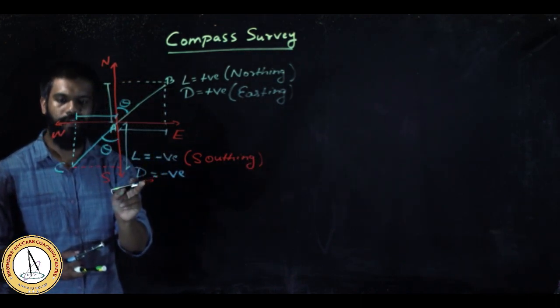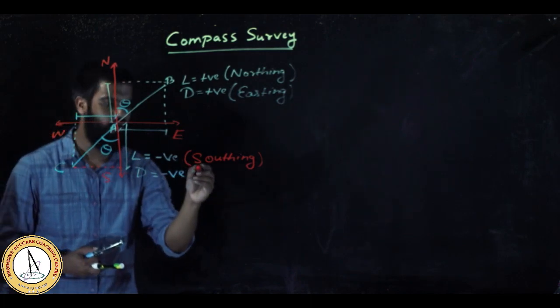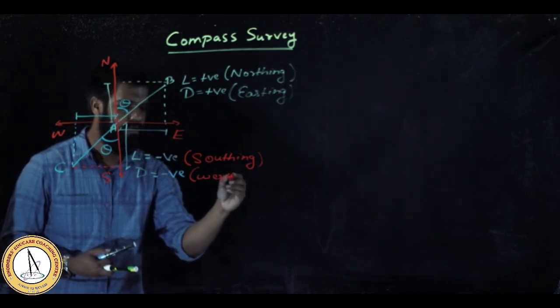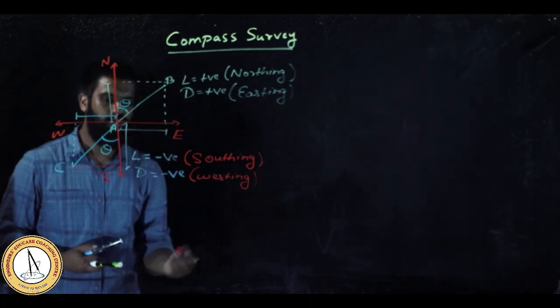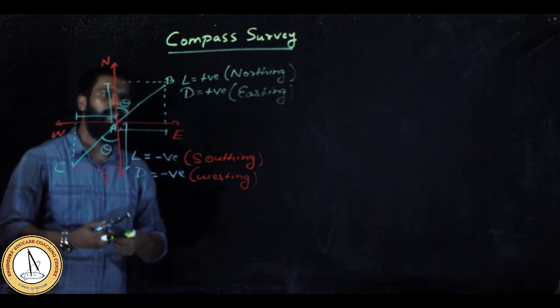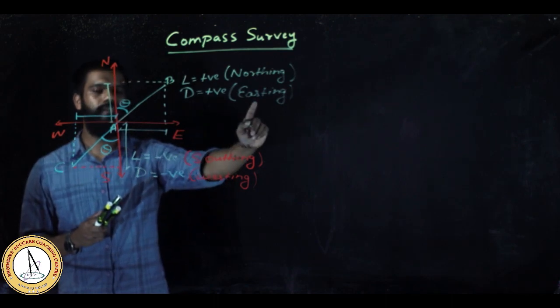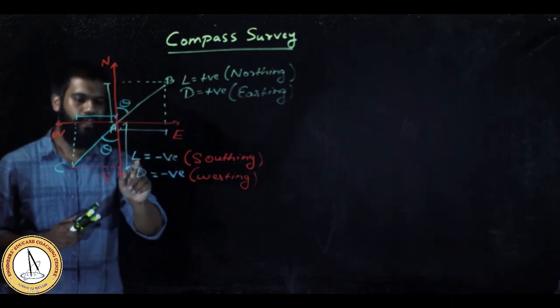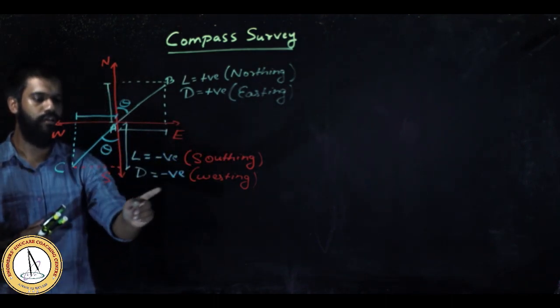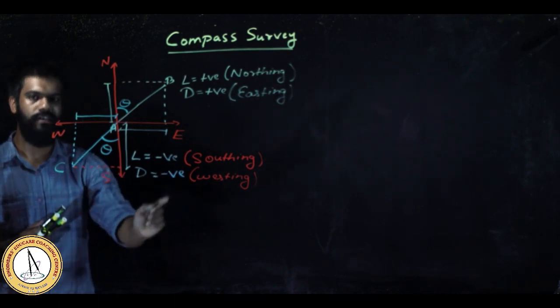And what will be our departure? Since it is on the west side, we will call it the westing. So you can easily see, latitude in this case we can call northing, departure in this case we can call easting, latitude in this case we can call southing, and departure in this case we can call westing.